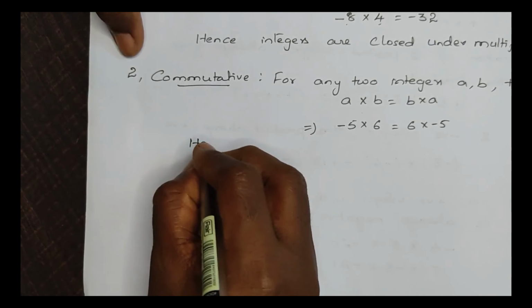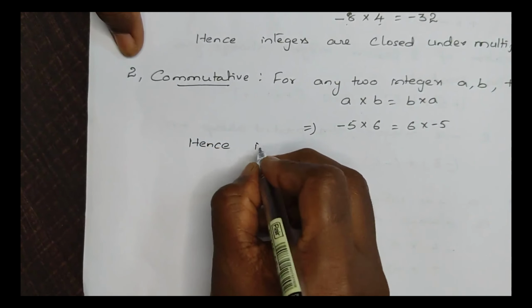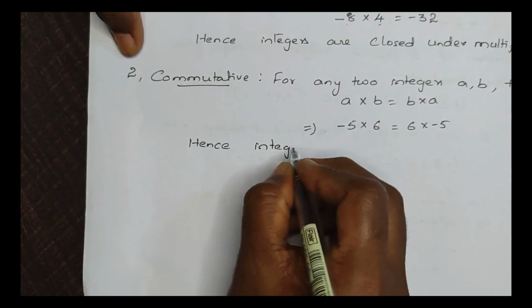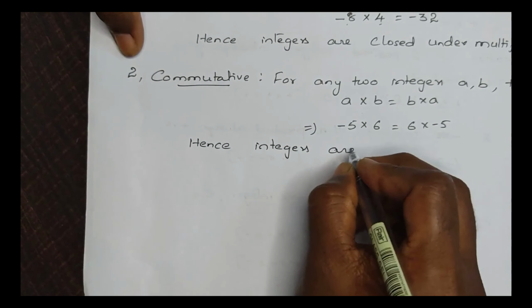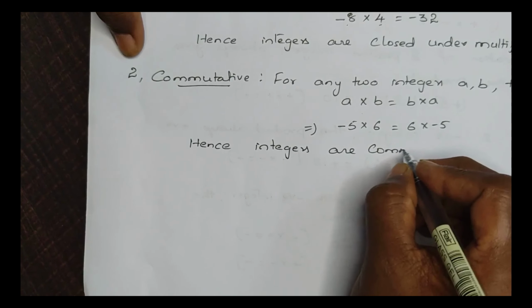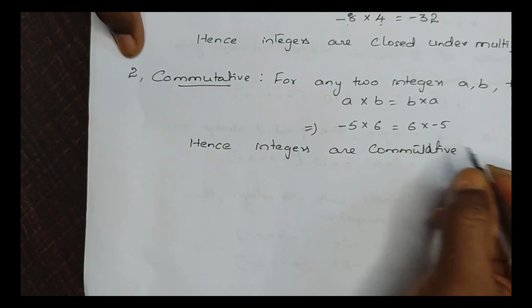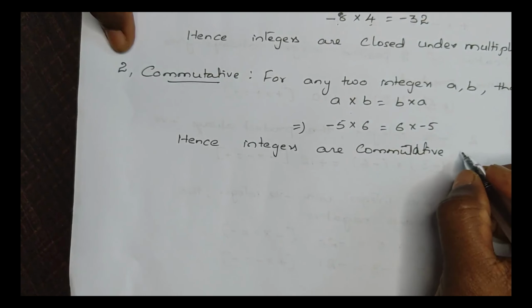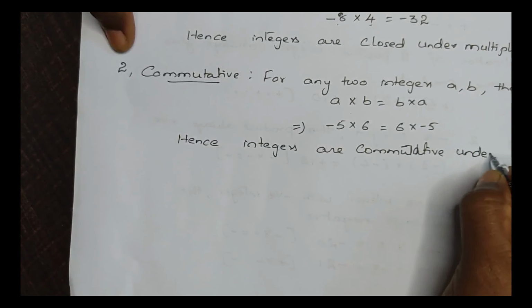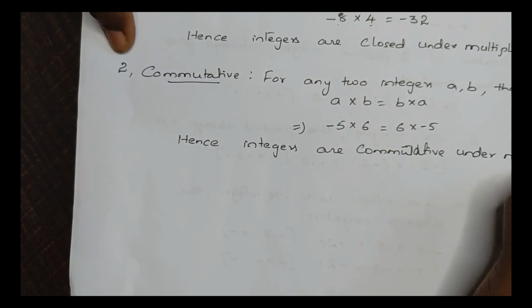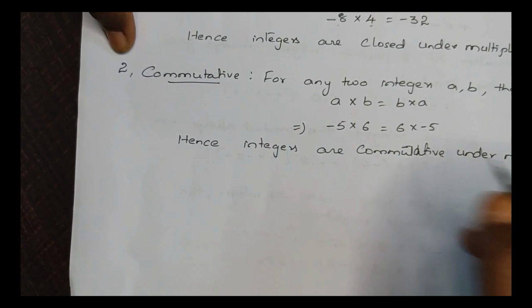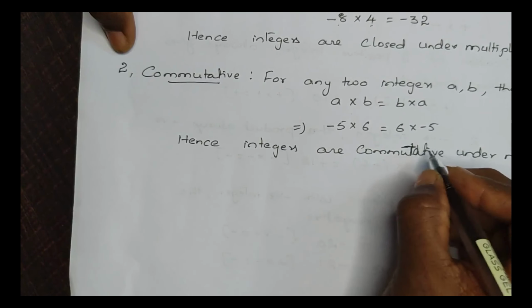Hence, integers are commutative under multiplication. Clear? This word is commutative.